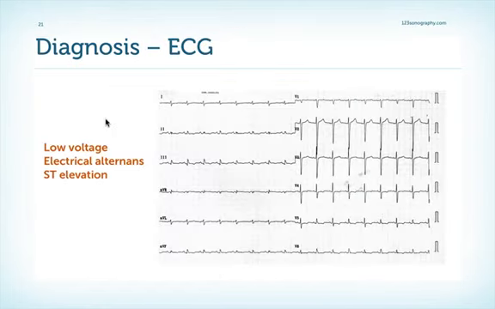Can the ECG be helpful? Well, yes, we can see low voltage or electrical alternans, in other words, variations in the amplitude of the QRS complexes. Sometimes we also see ST elevations, which could be a marker of associated pericarditis.